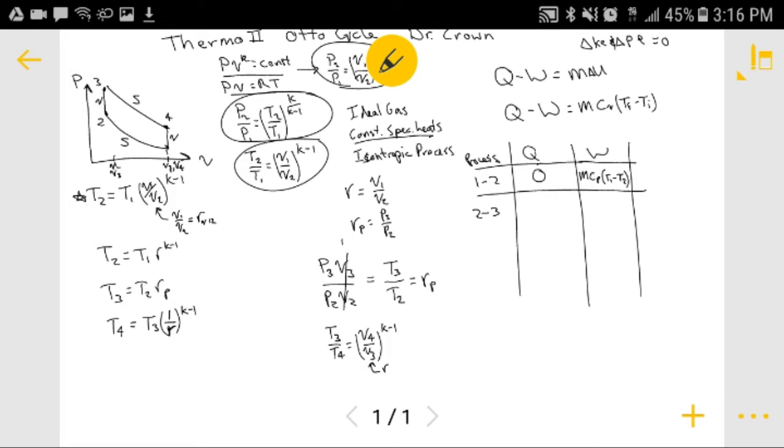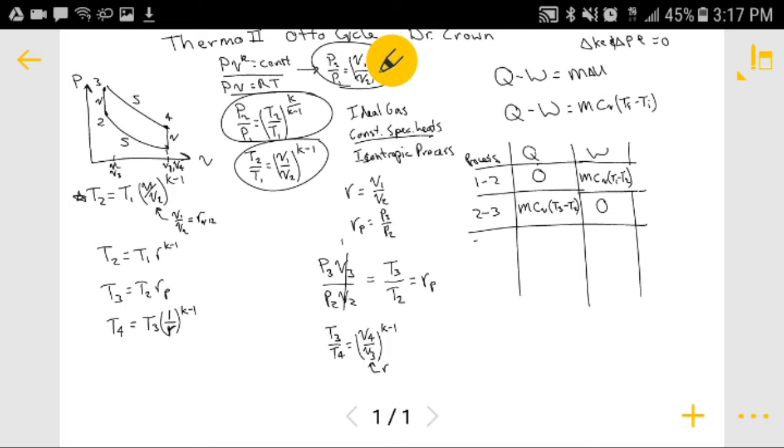2 to 3, it's a constant volume process, so the work is 0, and Q just equals, from the first law, m C_V delta T. And I see I just wrote C_P on the other one, so I'll fix that. T3 minus T2. Let me clean that up. m C_V, T1 minus T2.